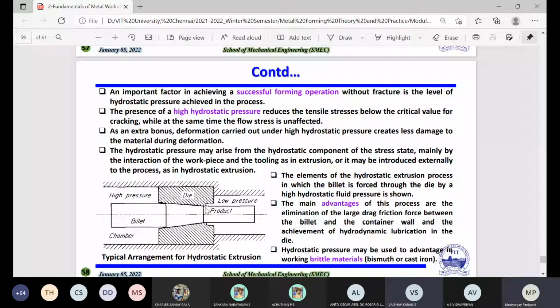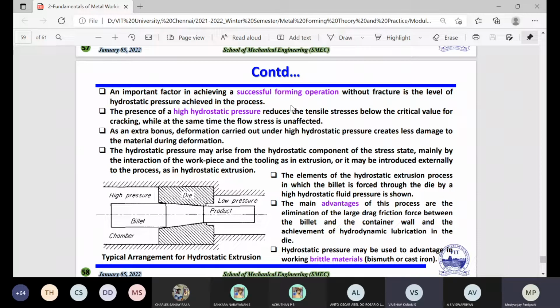Whether there are two dies or two rolls, you have to push it, and the moment you push, the pressure will be higher on the left-hand side, and where you get the product there will be no pressure, or low pressure. This is an important factor in achieving successful forming and deformation. Just as when studying you try to get more than a 9 or 9.5 CGPA, when we make any kind of operation we say it should succeed. It should not stop somewhere.